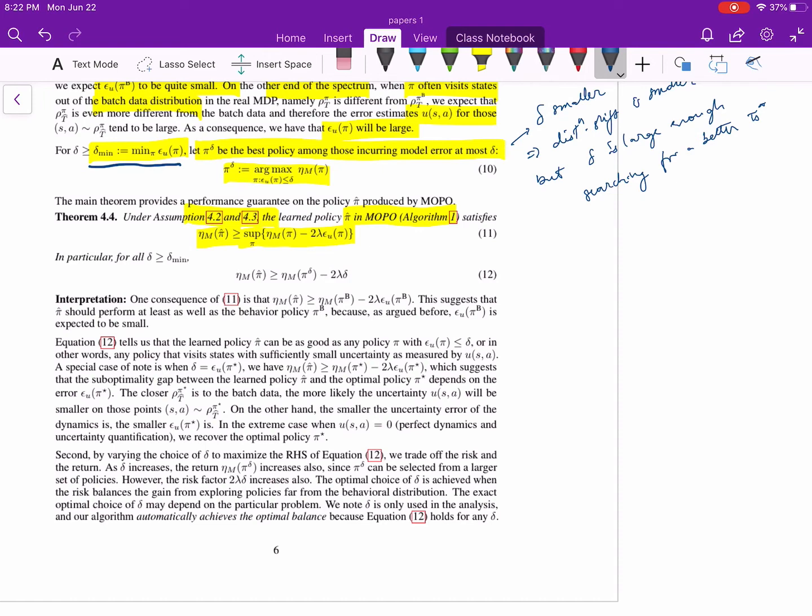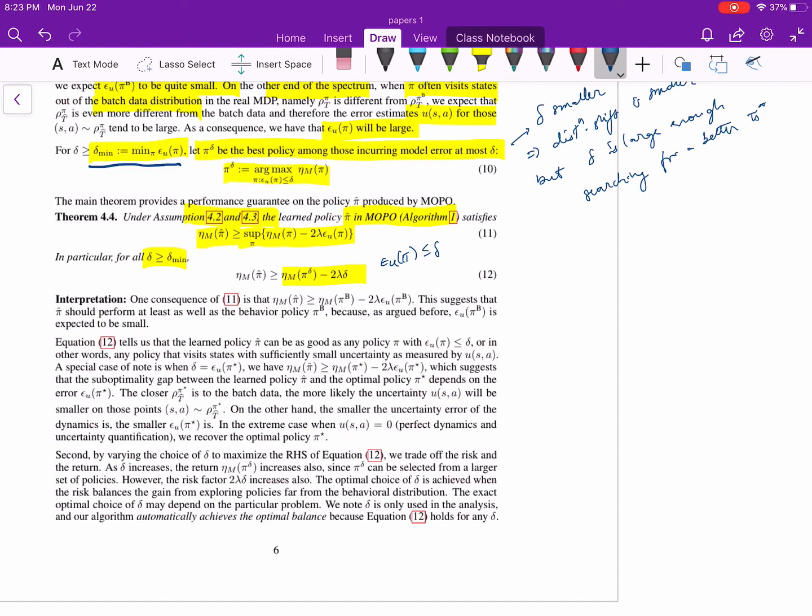So since pi star, let's see. Yeah, let's go through these paragraphs a bit. The interpretation seems important. So for all delta greater than delta min, yeah, this is true because epsilon u of pi was less than or equal to delta, and so this is true.